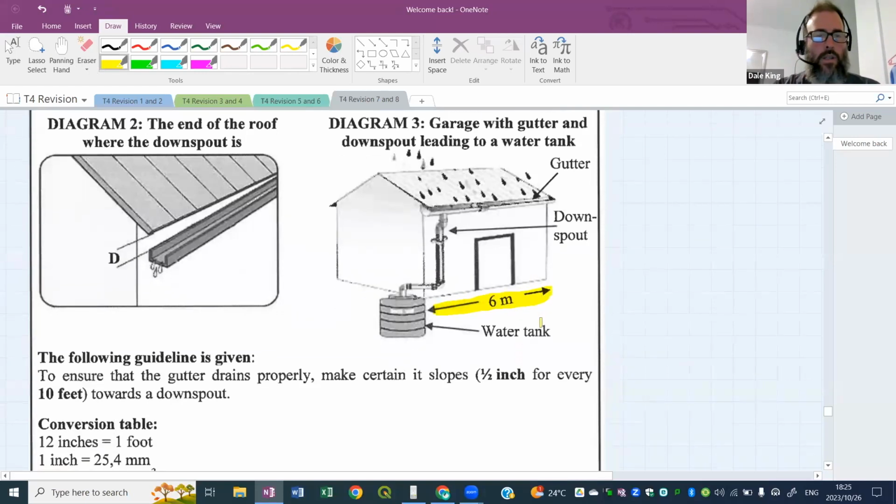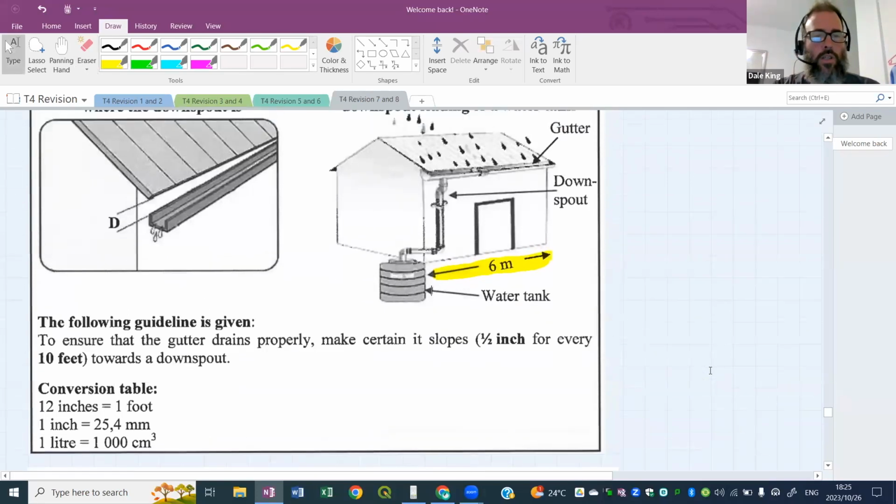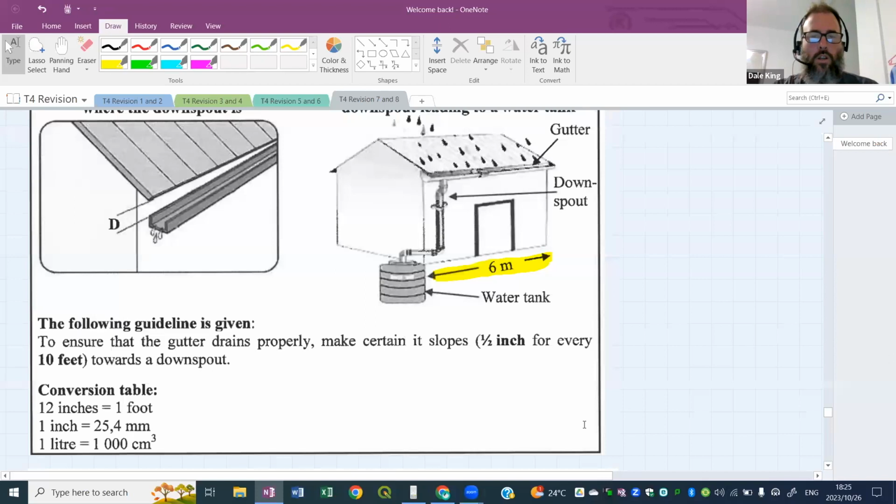Then we go down a little bit more and it says the following guideline is given. To ensure that the gutter drains properly, make certain it slopes a ½ inch for every 10 feet towards a downspout. What that means is for every 10 feet you go across with your gutter, the end must drop ½ inch. A normal gutter or normal line is straight, but they're saying if it's 10 feet across, it's got to go down a little bit. So it's got to go down ½ inch for every 10 feet across you go.